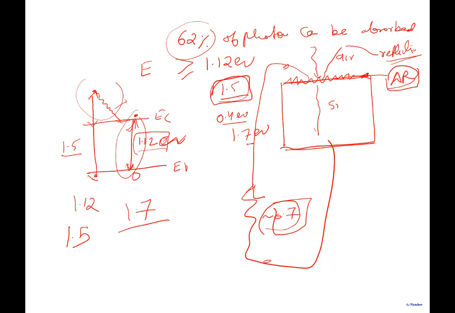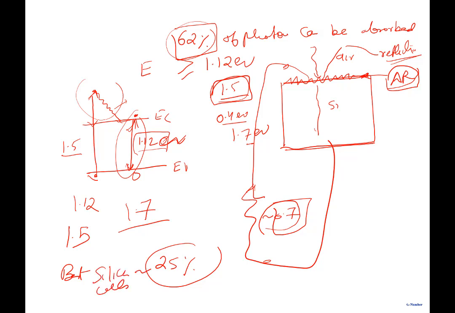Right? Because of that, yes, 62% is theoretically what my silicon is able to absorb, but eventually you will see that what you are able to get is only 25%. The best silicon cells are around this, 25%. So there are all these losses that you see here.